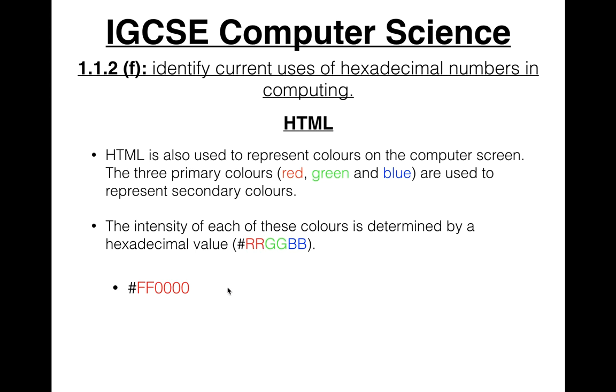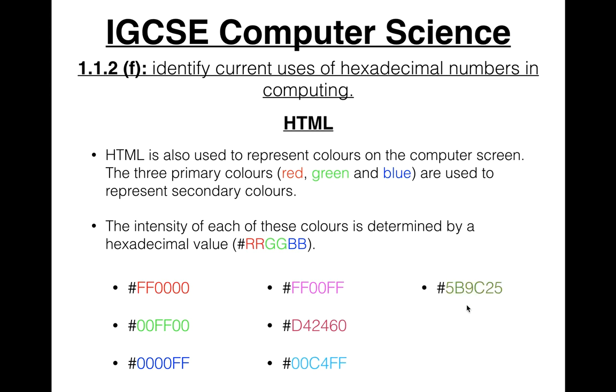So #FF0000 would be the primary color red, that would be green, that would be blue, and of course you can mix them and give them different intensities with hexadecimal values. For example, FF00FF would give this pinkish color, D42460 would give that color, 00C4FF would give that color, 5B9C25, and so on.